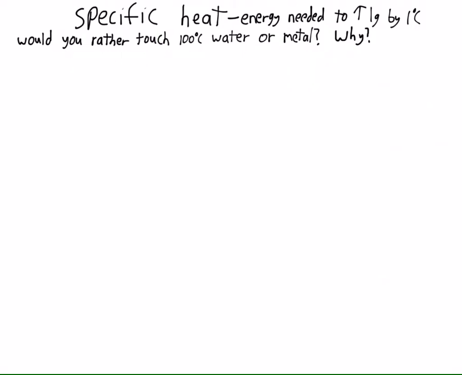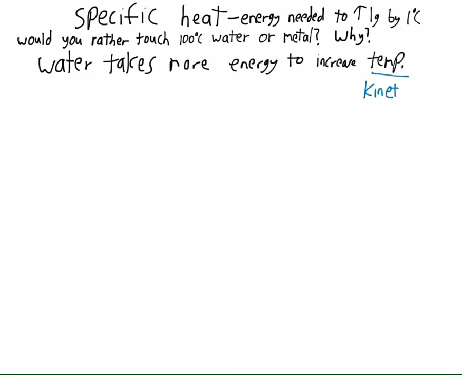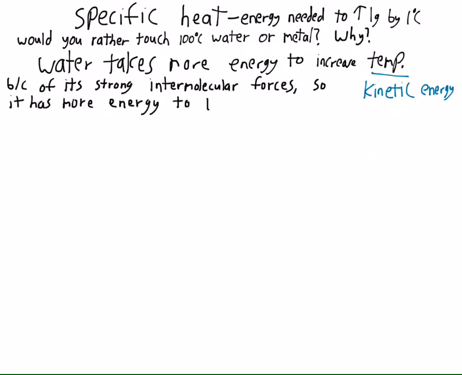Okay, so there's a definition of specific heat. It's the energy needed to increase the temperature of 1 gram of something by 1 degree Celsius. The point is that different chemicals have different specific heats. They take different amounts of energy to increase the temperature of 1 gram by 1 degree Celsius. So water takes more energy to increase its temperature. Temperature is the average kinetic energy, and water has strong intermolecular forces, so it has more energy to burn you with. You should probably pause the video and give yourself time to write that one down.